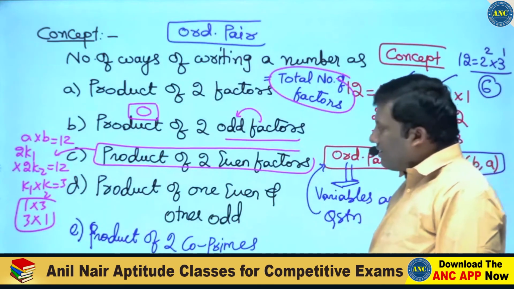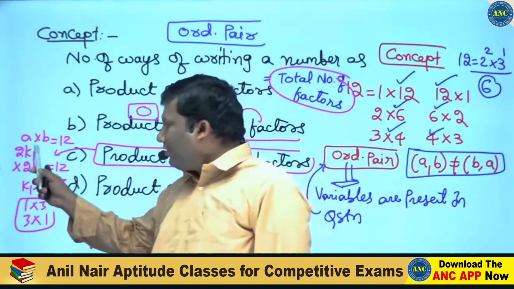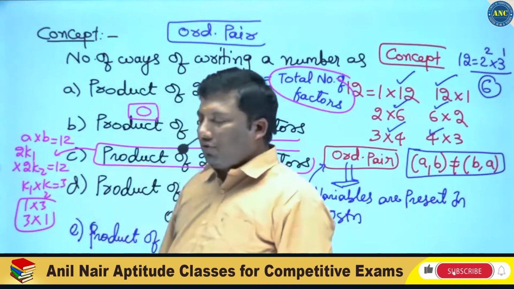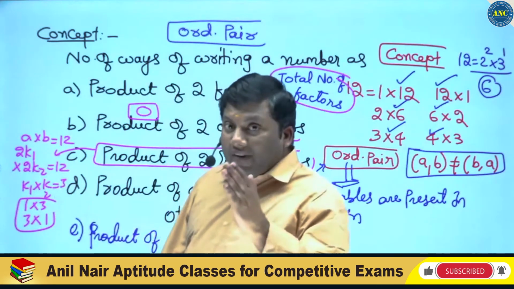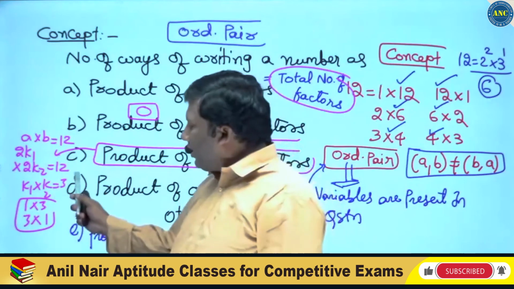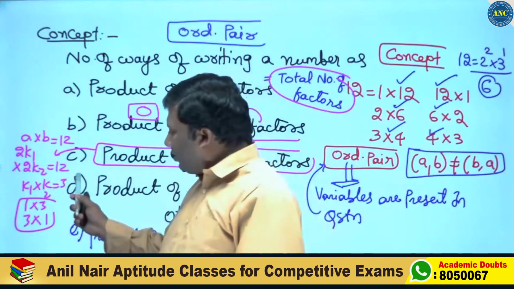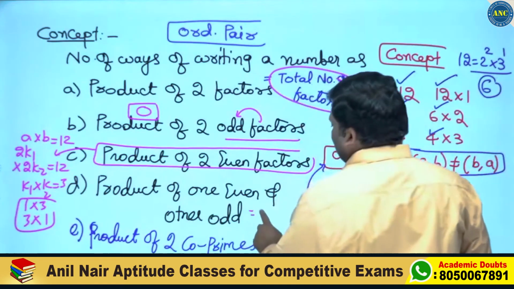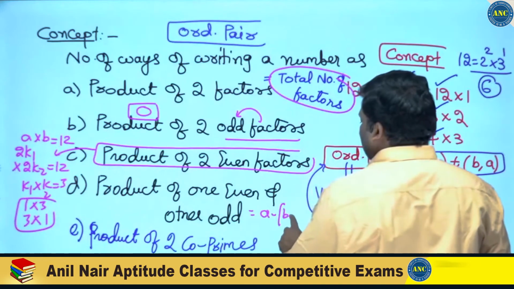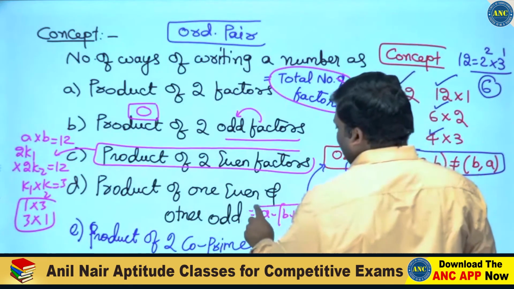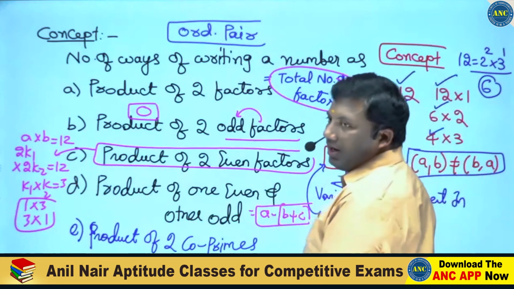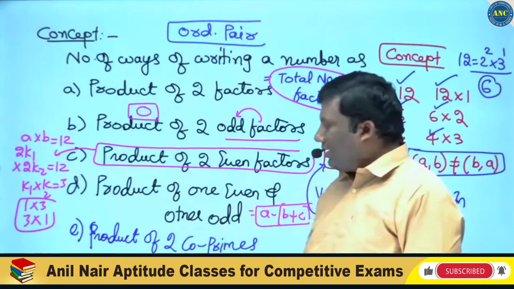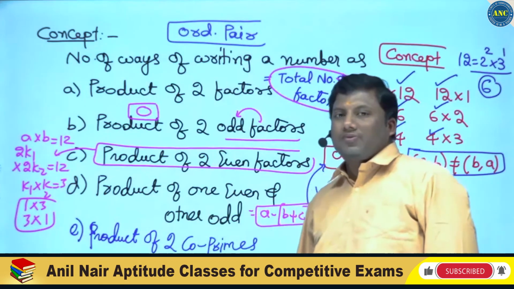I hope the idea is clear. An even number will be of the form 2K1. Another even number is of the form 2K2. 2 into 2, 4. 12 by 4, 3. K1 into K2, 3. So divide the right hand side by 4. However much is remaining, find that many factors. 1 into 3, 3 into 1. What is D? D is nothing but total factors minus B plus C, it will give you D. One even, another odd. Total minus these two, I will get D. Product of two coprimes we will discuss.